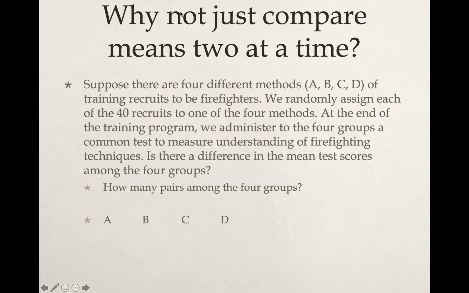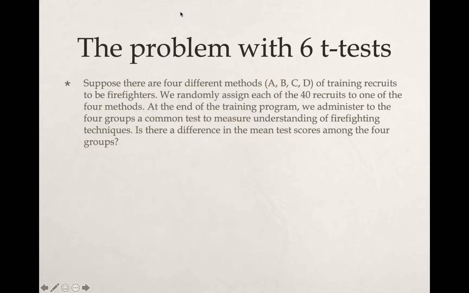Okay, so if we wanted to do a bunch of two-sample t-tests, how many two-sample t-tests would we need to run if we have 4 groups? All right, so we've got 1, 2, 3, 4, 5, and 6. So we would have to run 6 two-sample t-tests.